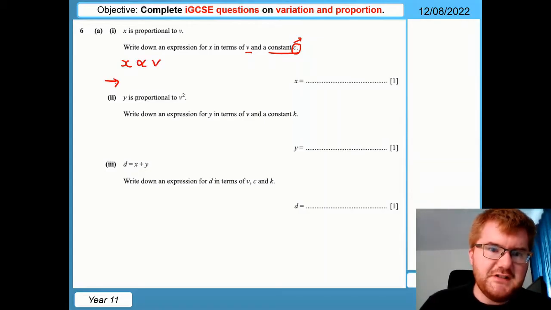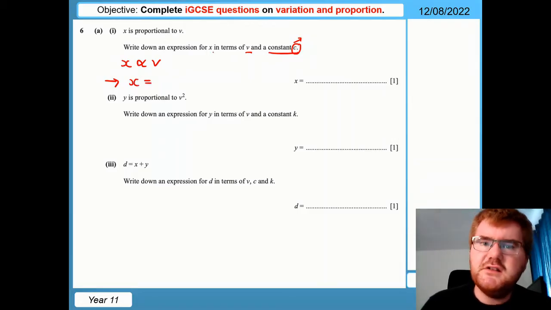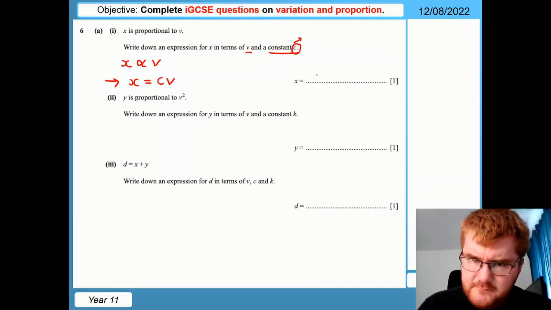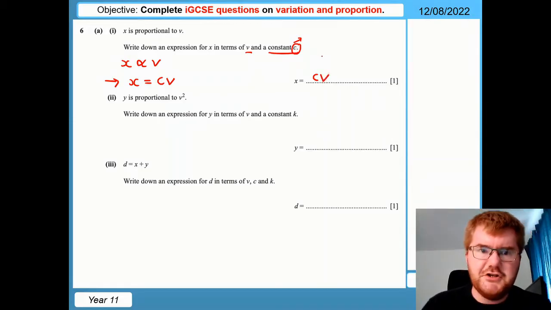Now let's change this into an equation. So x is equal to some constant. Now we've used k so far, but we're going to use c here because we're told to use c. And it's just going to be c times v. So that's going to be our first equation there.